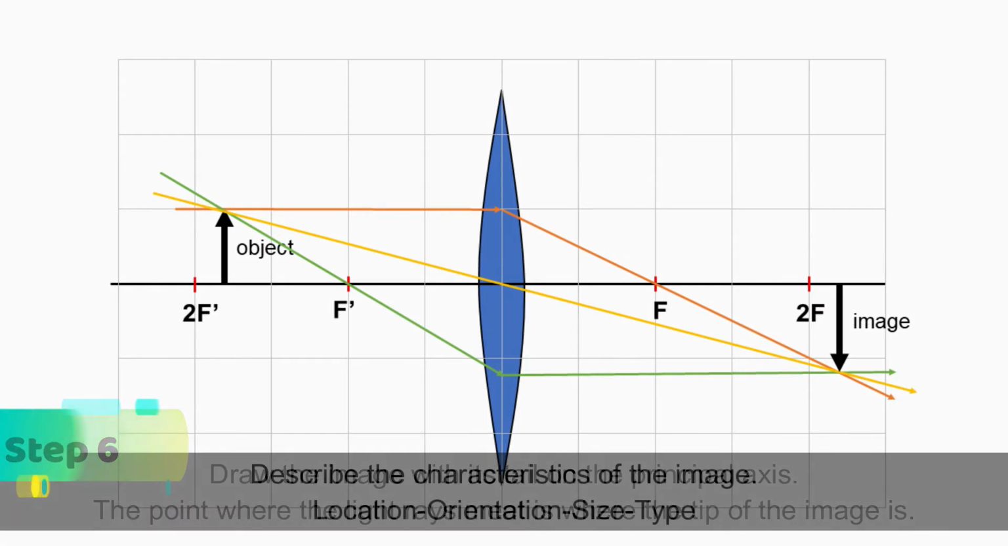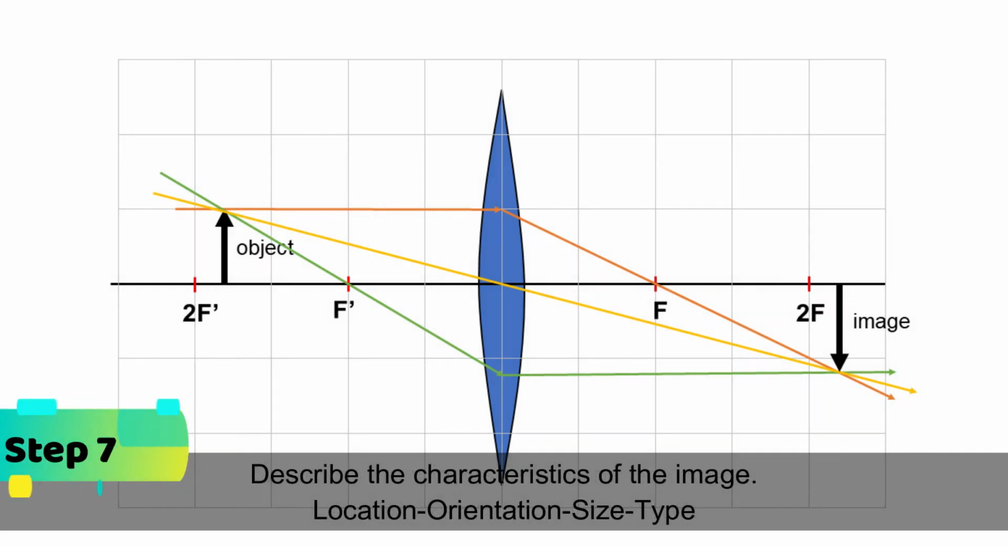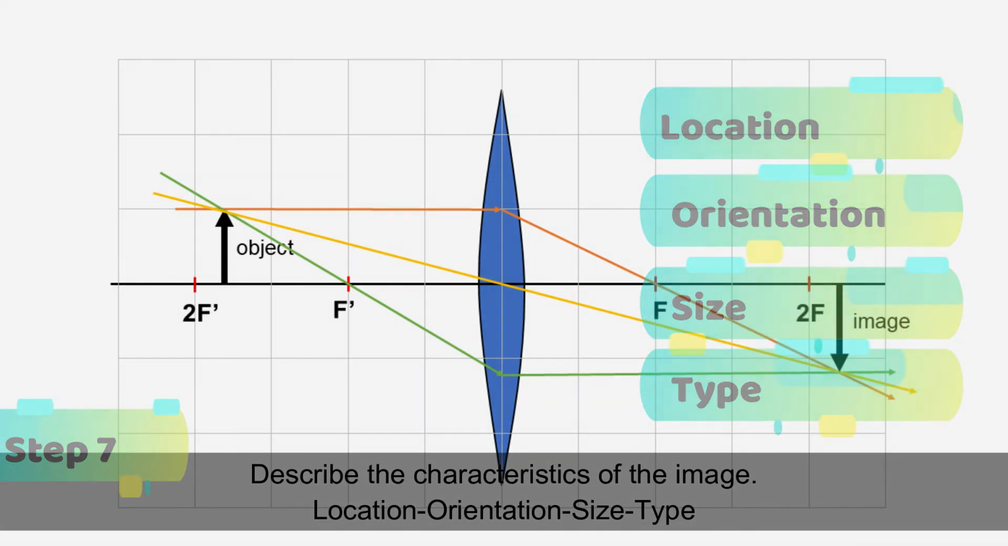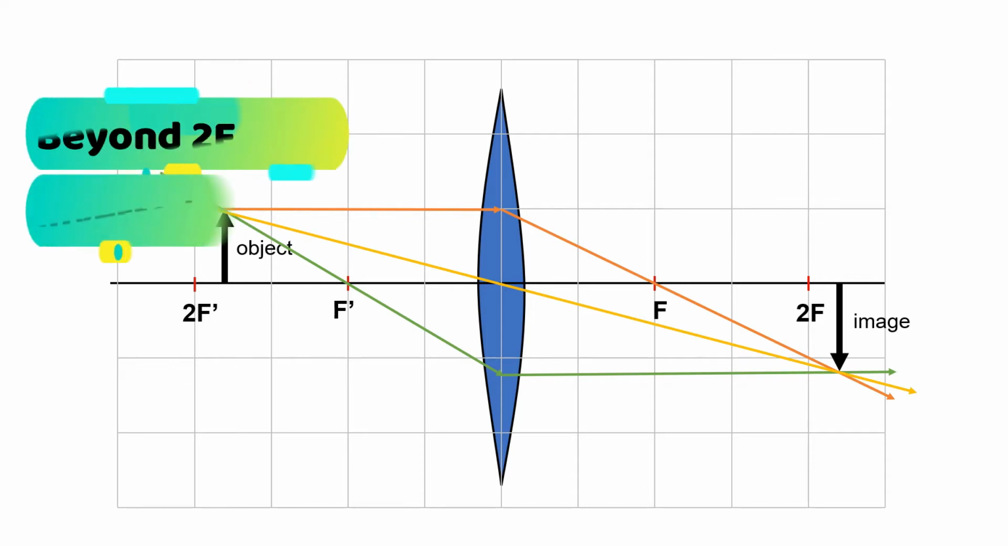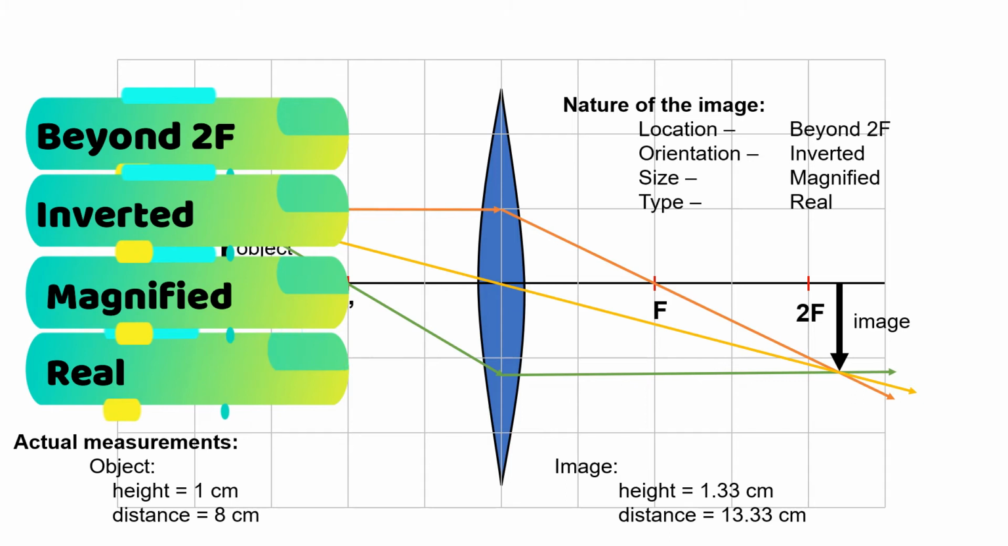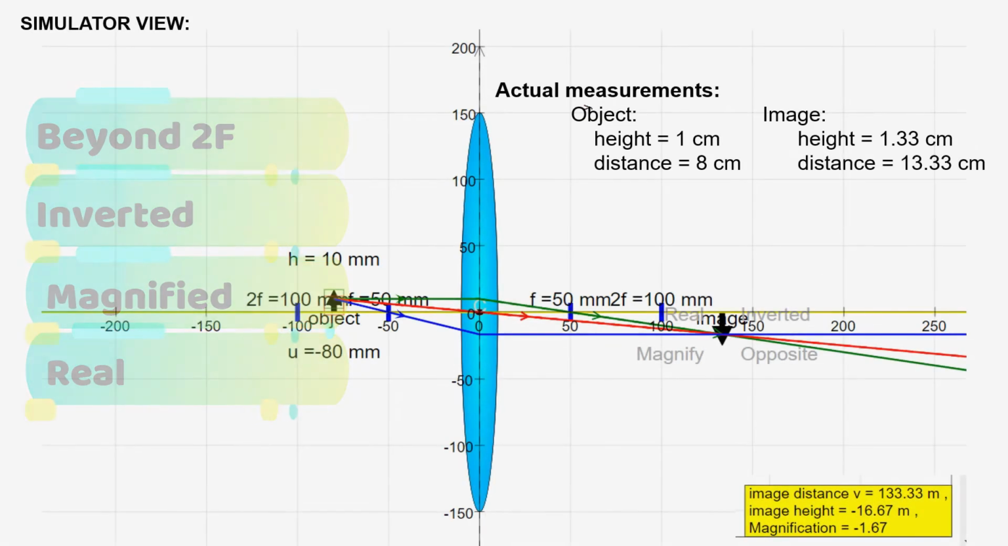Once done with the diagram, we can now describe the nature of the image by identifying its location, orientation, size, and type. In our example, the image formed has the following characteristics. It is located behind the lens at beyond 2f. It is inverted, magnified, and real.